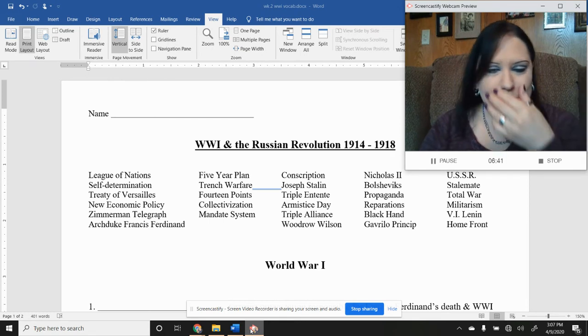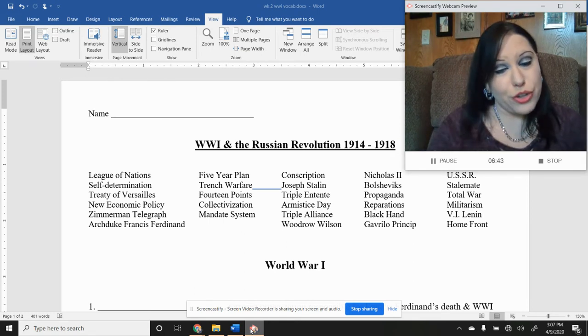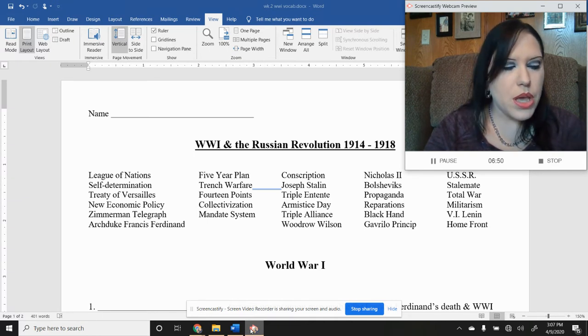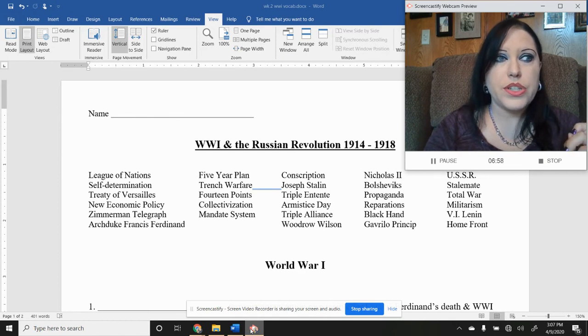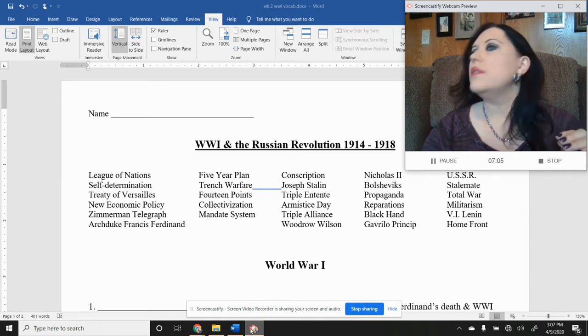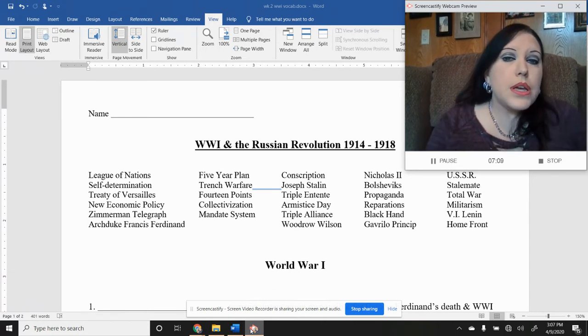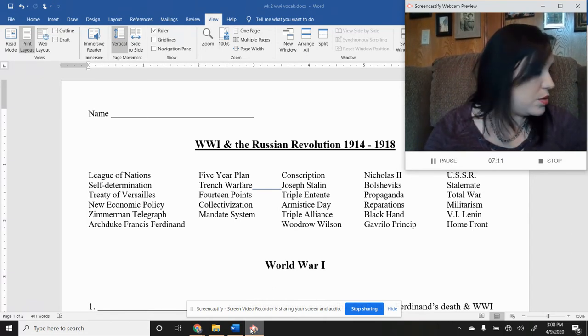Anyway, the 5-year plan, it's in your Russian Revolution section, and it is Stalin, Joseph Stalin. He's in charge at that point. It's his plan, his way to modernize and industrialize Russia. He's going to collectivize farms. He's going to focus on factories. But the 5-year plan is his plan to fully modernize and industrialize Russia.